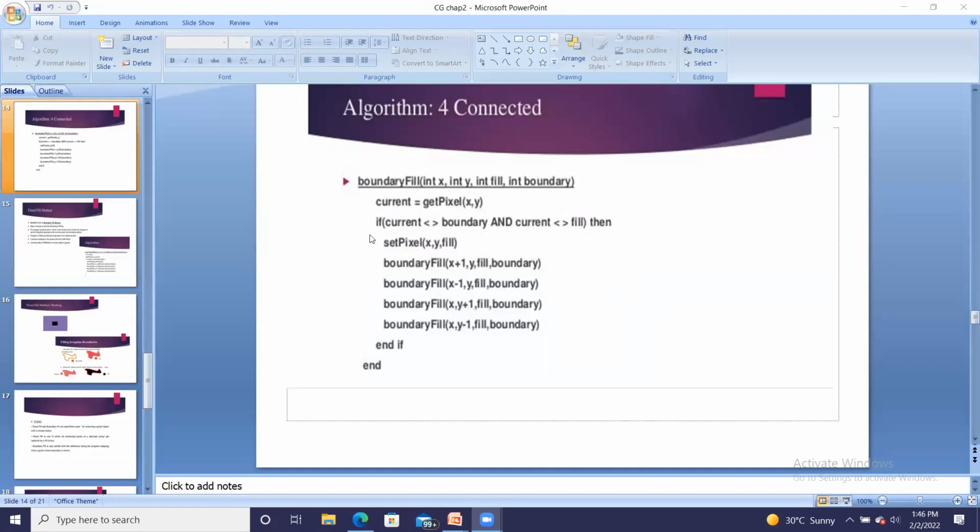Right? So all other code will be the same for this algorithm. Instead of these 4 lines, you will have 8 lines.